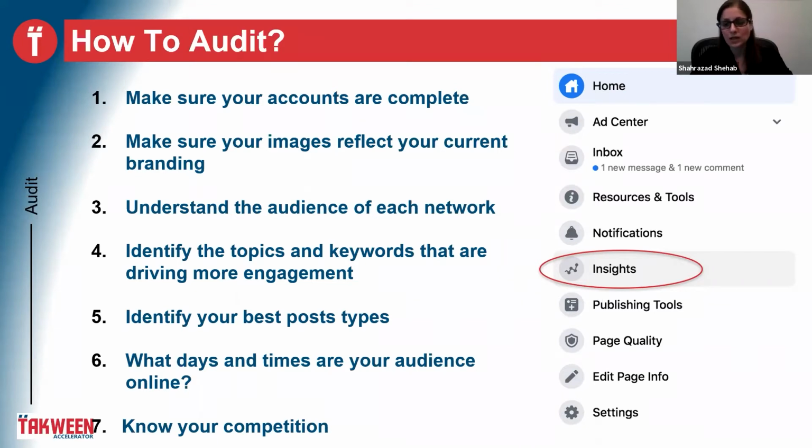Last point is to know your competition. You should investigate your company's competition and what they are doing on social media. So take a look at their social media channels to see what works for them, what doesn't, and what they are missing. Now, to get all this data, you need to go to the Insights or Analytics tab on your social media channels, and to get the information about your competition, you need to go and visit their social media channels.